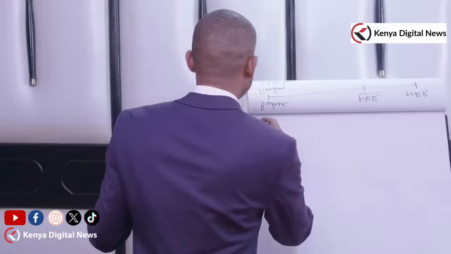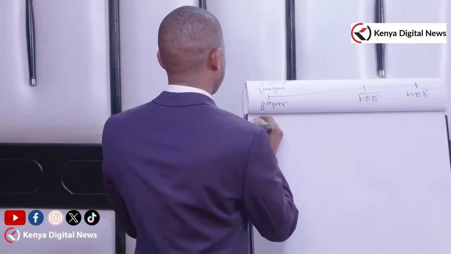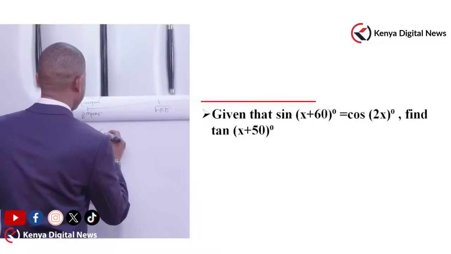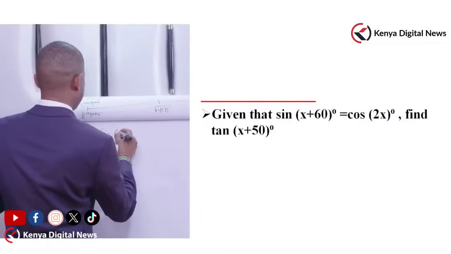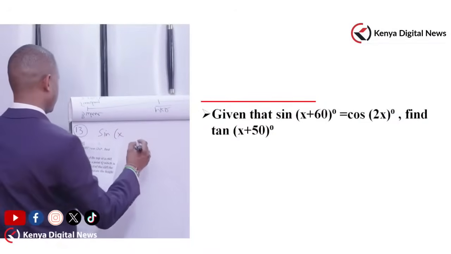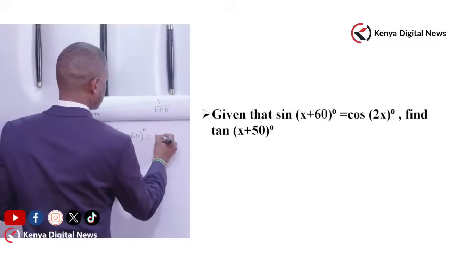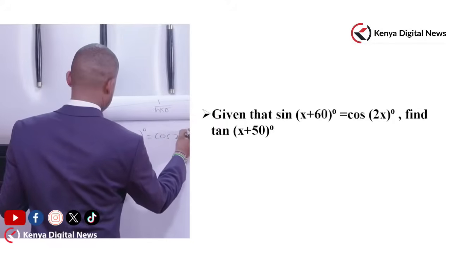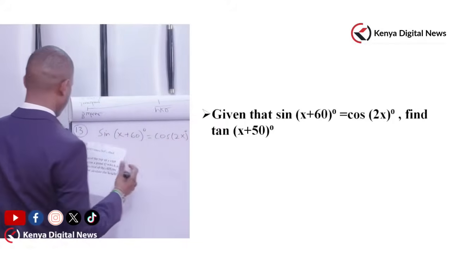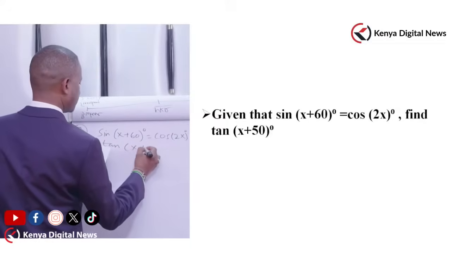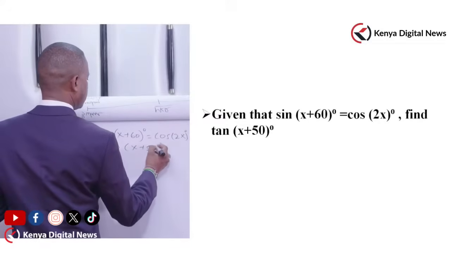Now, trigonometry question 13. Given that sine, this is called sine, not sin, sine (x plus 60) degrees equals cos 2x degrees. Find tan (x plus 50) degrees.